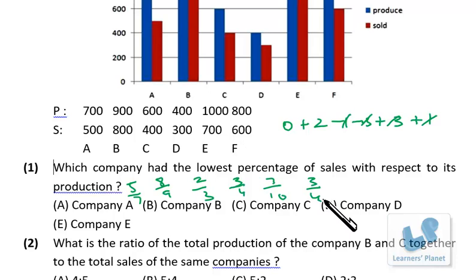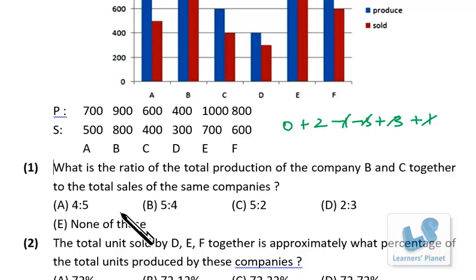Now we have to find out the lowest percentage. Now 3 by 4 is cancelled because that is 75%. That is even bigger than 75%. That is 70%. And out of these two, this one is smaller, 2 by 3. So lowest will be 2 by 3, that is company C. Okay.